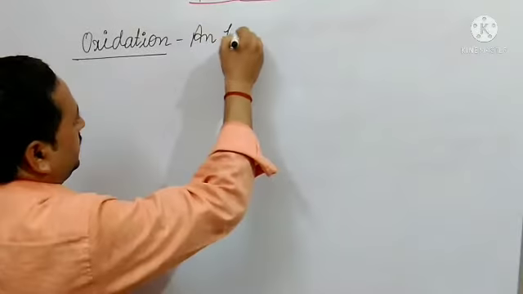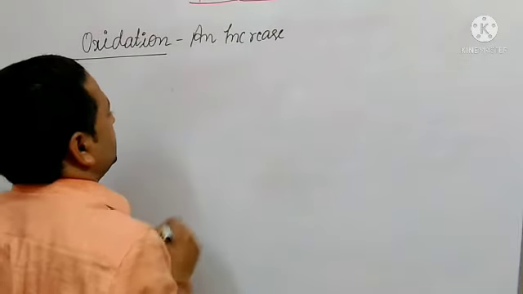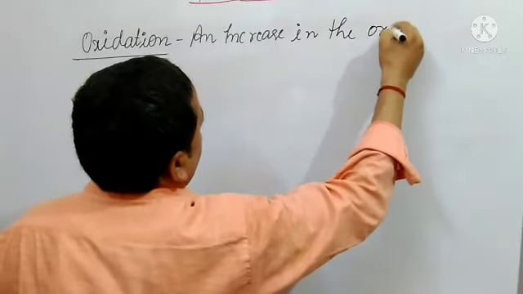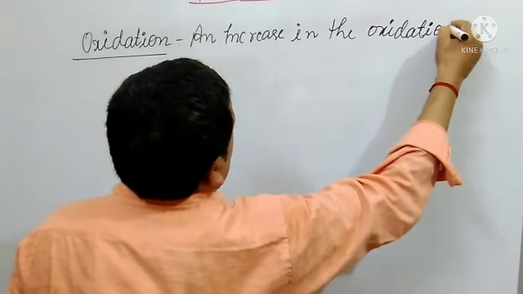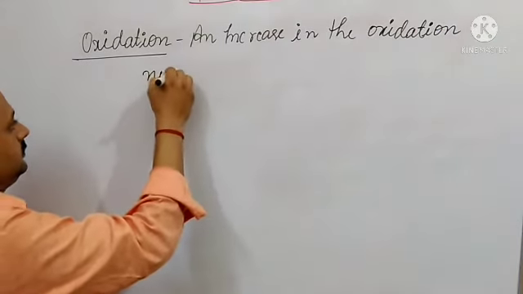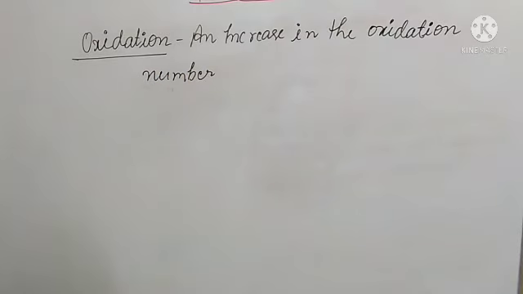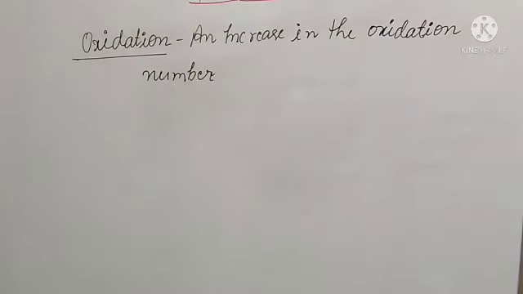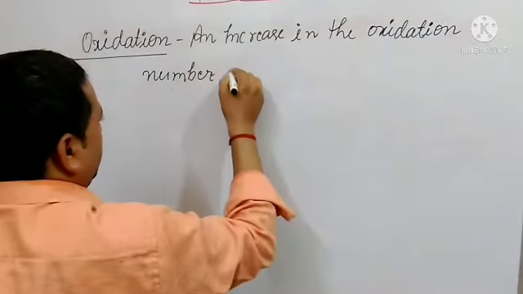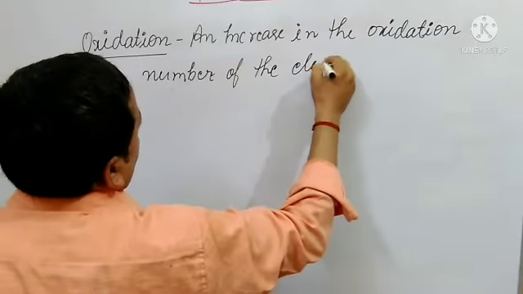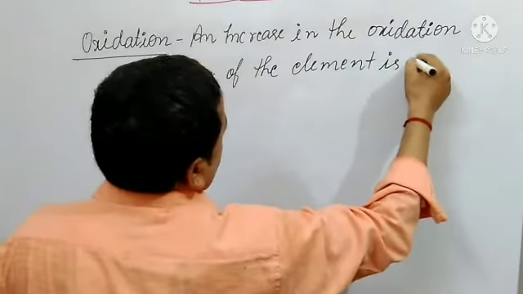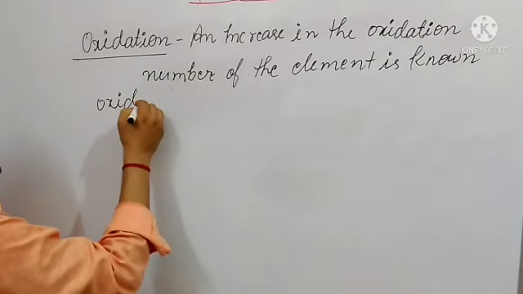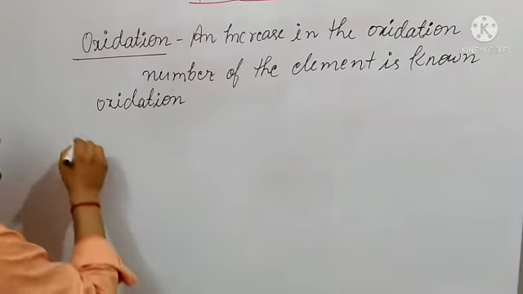An increase in the oxidation number of the element is known as oxidation. Next is reduction.